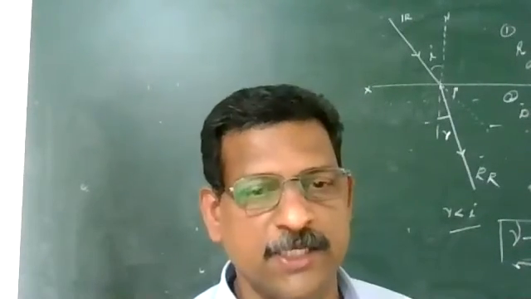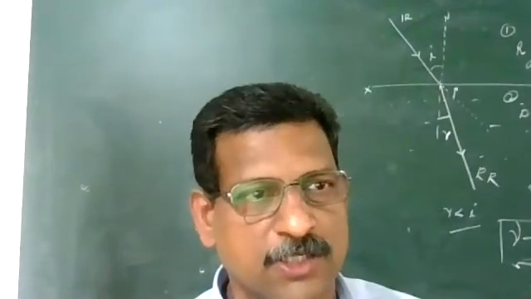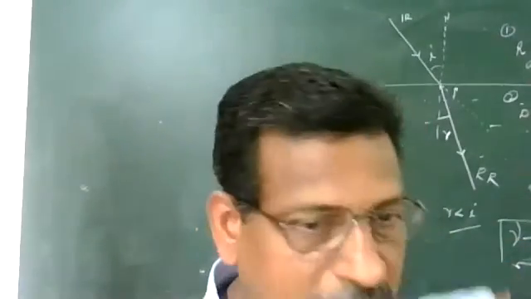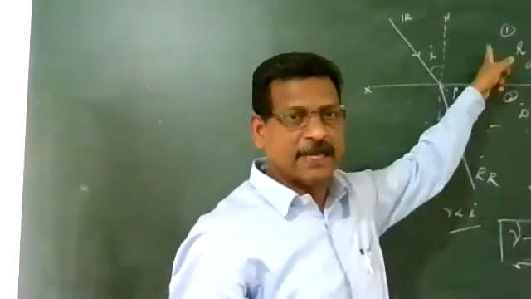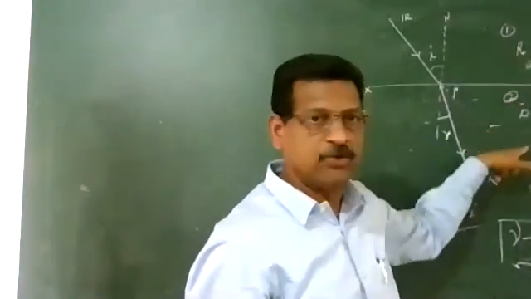Okay, velocity changes, wavelength changes, frequency remains constant. Why does frequency remain constant? On the way I'll explain. So this is the first case, going from rarer to denser, say air to water.